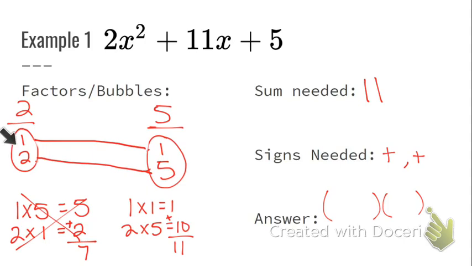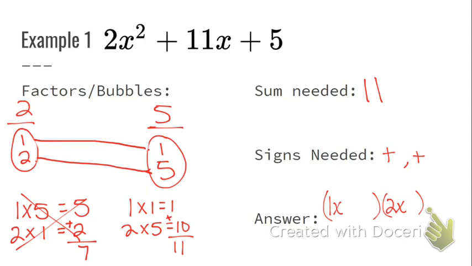The first bubble tells us the front terms, meaning I will have a 1x in front and a 2x in front. So the first bubble gives us the front part. The last bubble gives me what should go in the back. However, I have to make sure that I line things up correctly.